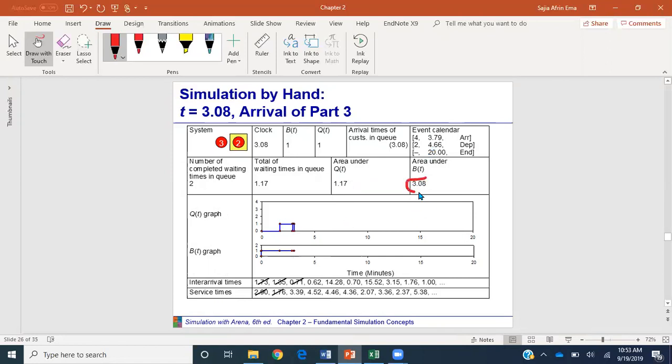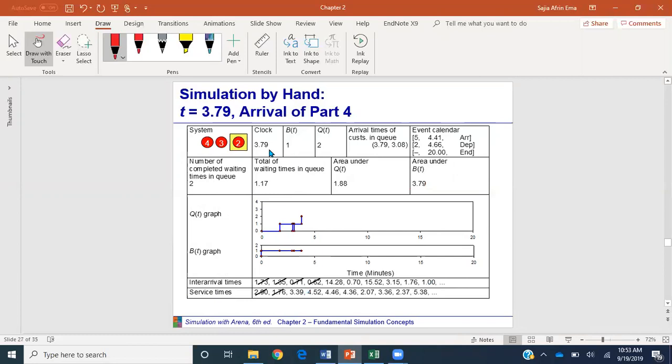Why 3.08? Because this is the clock time. And what we are doing is multiplying the x-axis with the y-axis. Y-axis is 1 because this is like a rectangle, right? So it's like length times height, or width, whatever you want to think about. So length times width, or length times breadth.